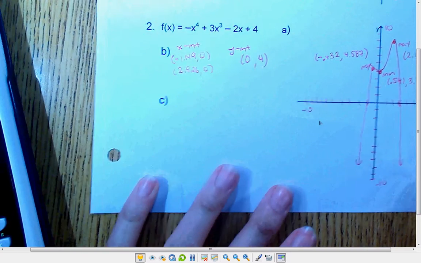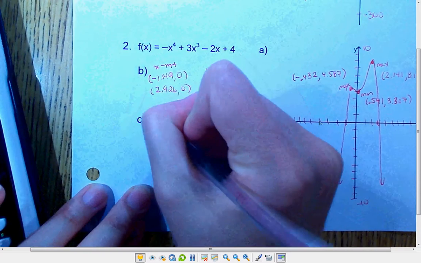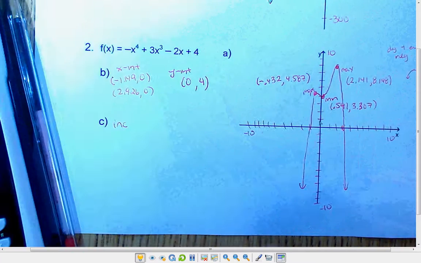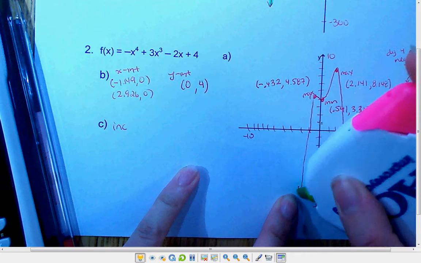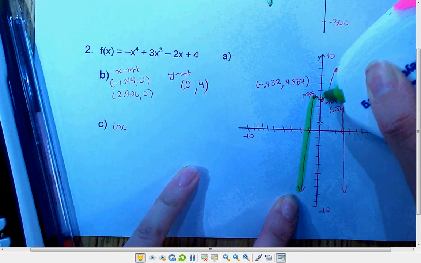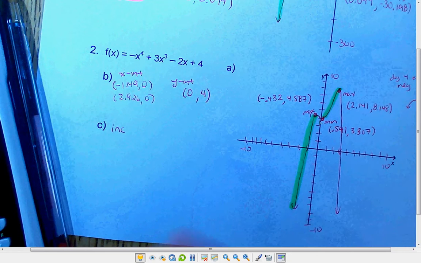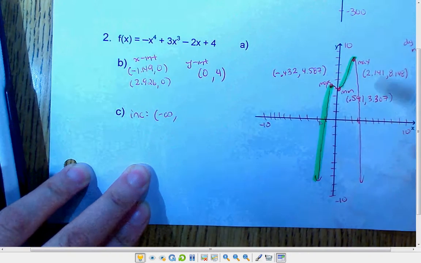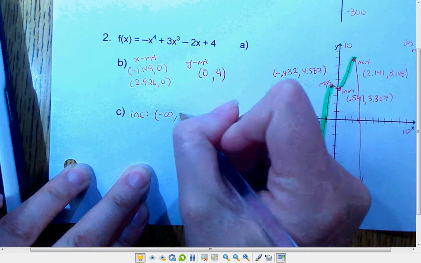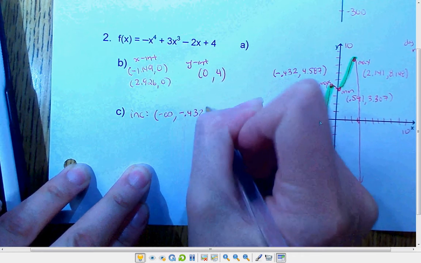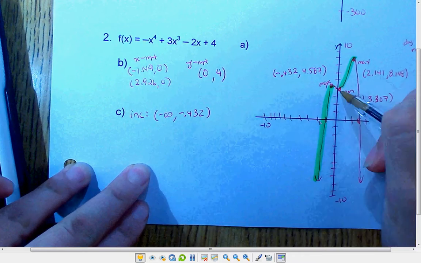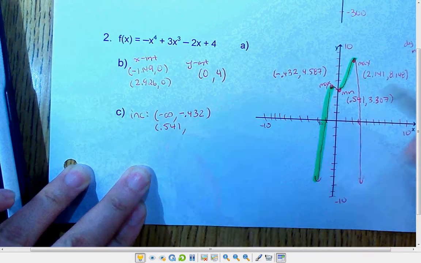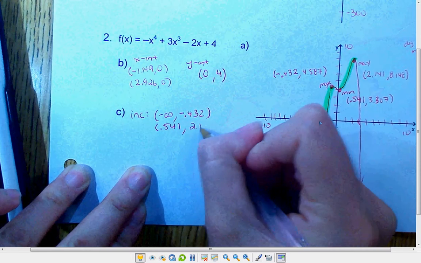And my last step here is just to find the intervals where it's increasing and decreasing. So again, the increasing is when I'm going from left to right, it's going up. So it doesn't matter what direction this arrow is pointing. This section is increasing, and also this section. So I'm going to have 2 intervals. My first one goes from negative infinity until this first point, which has an x value of negative 0.432. And my second interval starts at this point, my minimum, which is 0.541 to 2.141.